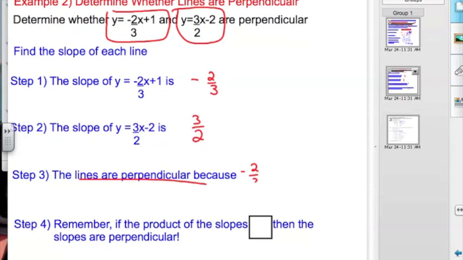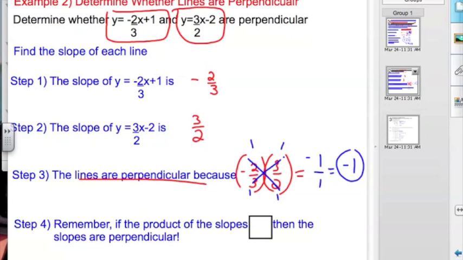So I have negative 2/3 multiplied by 3/2. Using what we know about multiplying fractions, 3 divided by 3 is 1. 2 divided by 2 is 1. A negative times a positive is negative. In the end, I get negative 1. Remember, if the product of the slopes is negative 1, then the lines are perpendicular. So in other words, these two lines, whichever way they are on the graph, they come together at 90 degrees.